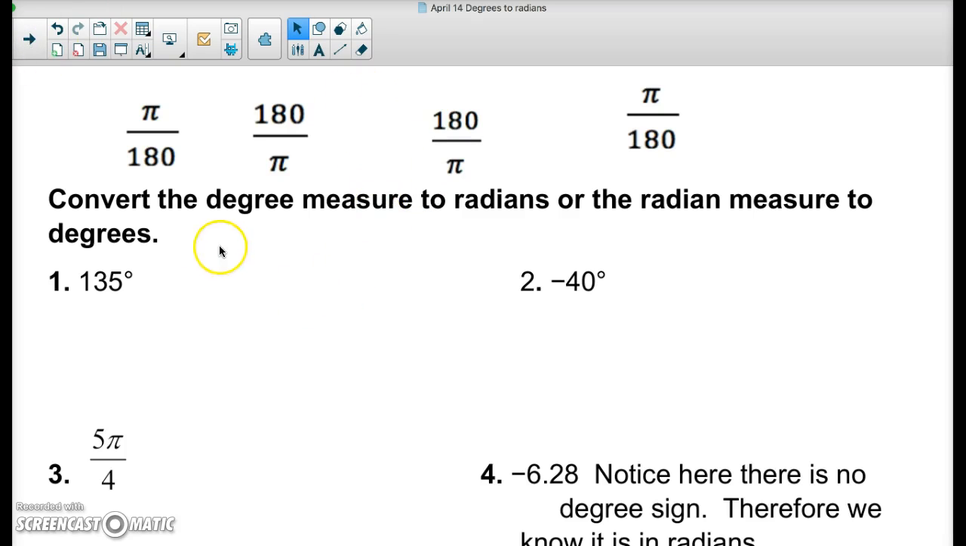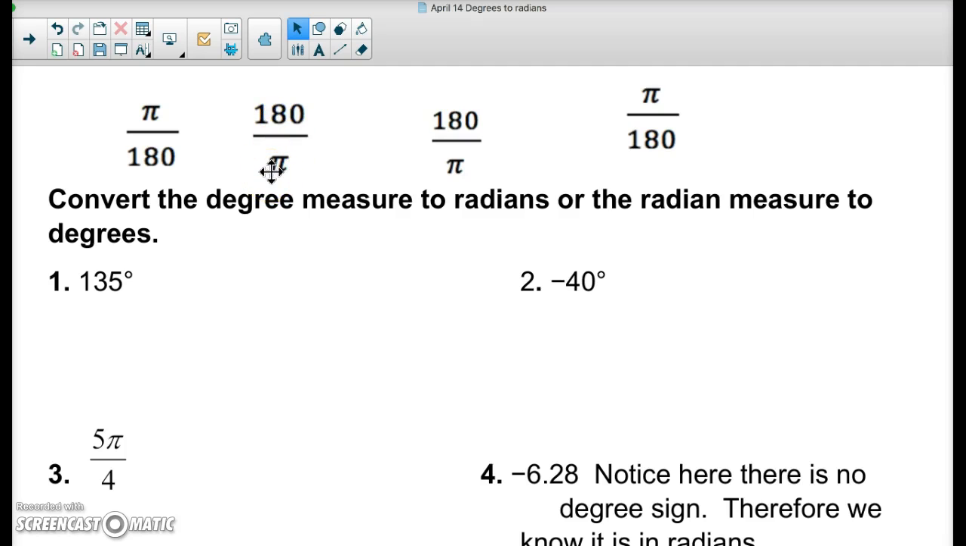All right, here we're going to convert the degree measures to radians and radian measures to degrees. I'm going to start you off a little bit, and then I want you to pause and try to finish it. So first I have to decide which one I am going to do. Am I multiplying it by pi over 180 or 180 over pi?